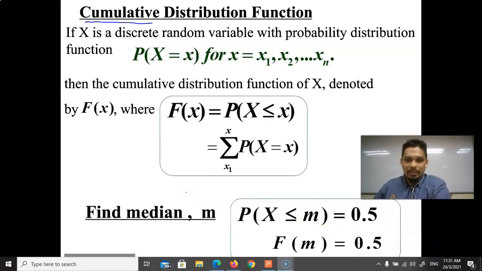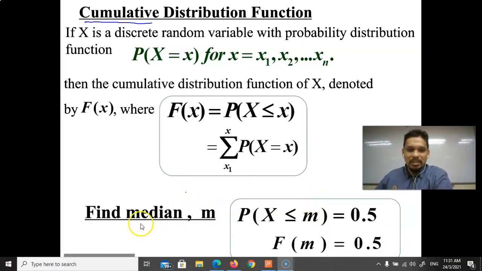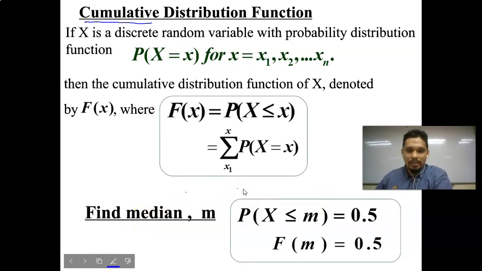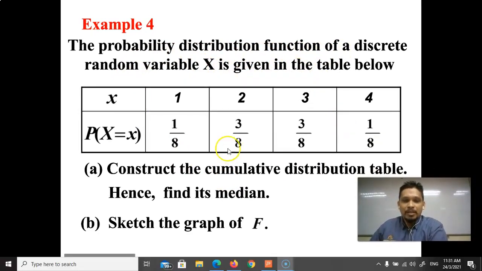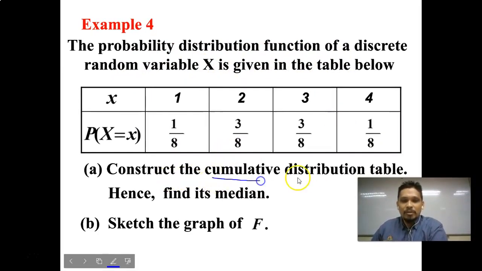And we may also find the median. Median means the middle value of the probability of the table or the data. The probability distribution function of discrete random variable X is given in the table below. Construct the cumulative distribution function, find its median, and sketch the graph.